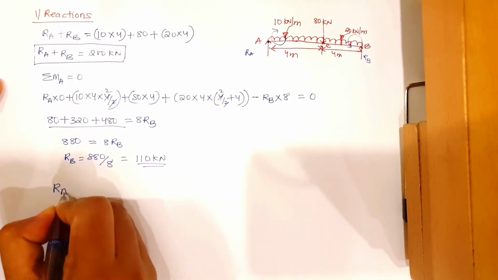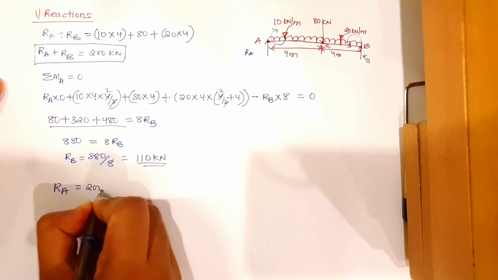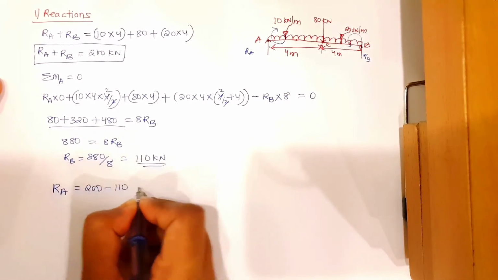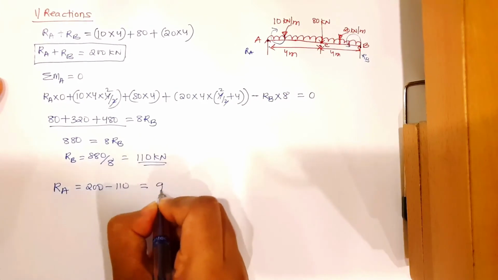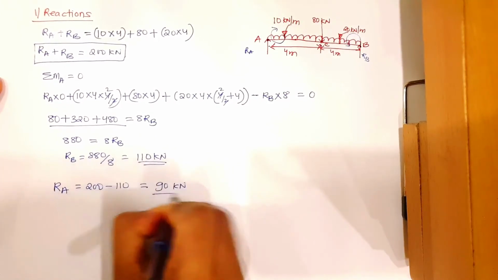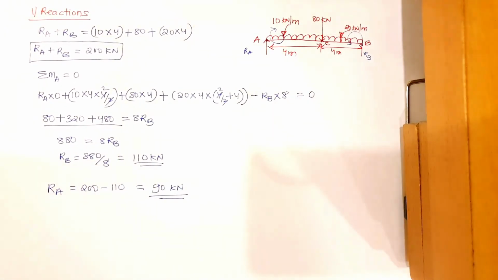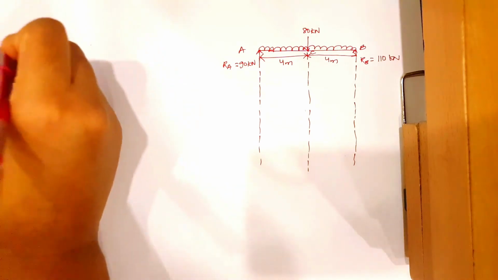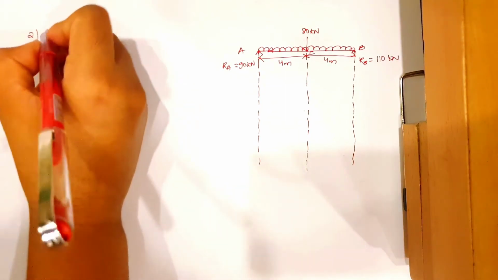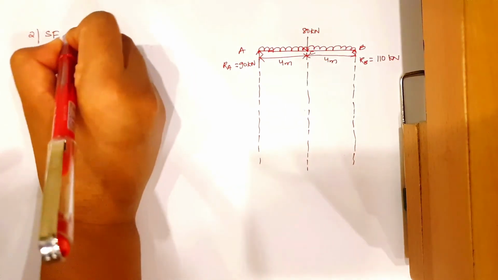Now I can find RA equals 200 minus 110. This will come equal to 90 kilonewton. So these are my reactions. Now let's calculate shear force. Number two, shear force calculation.